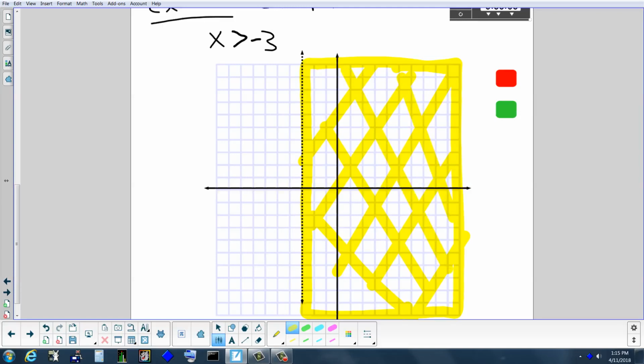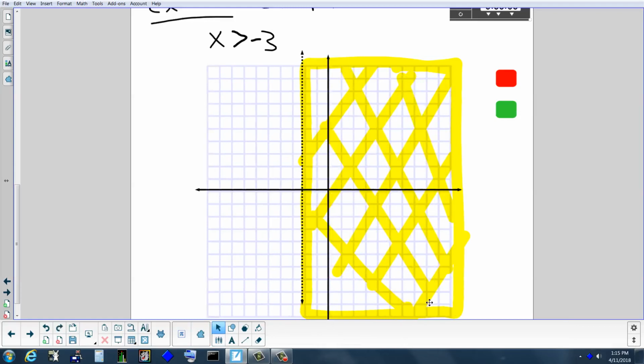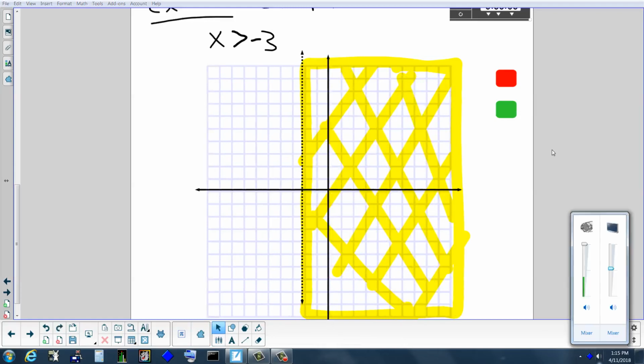All right, so again, guys, this is what it should look like. Graph this number, -3, on this axis, the x-axis. Draw your line opposite. The x-axis is horizontal, so you want to draw your line vertically.